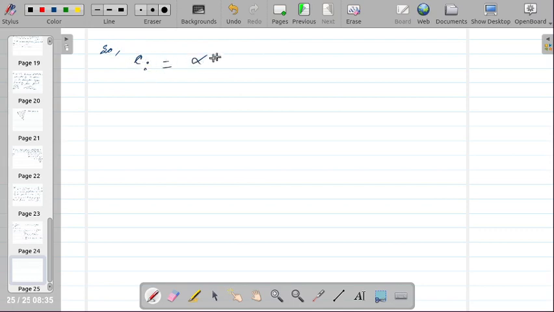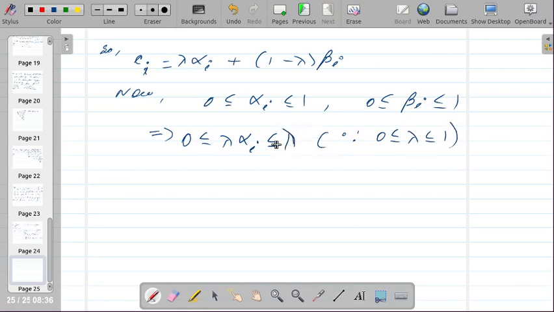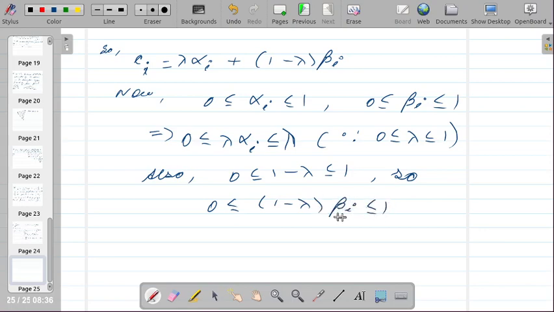So ci is equal to lambda into alpha i plus 1 minus lambda into beta i, and this is given. Now 0 less than or equal to alpha i less than or equal to 1, this is already there, and also 0 less than or equal to beta i less than or equal to 1, this is also there. So let us see whether we can find it out. So 0 less than or equal to lambda into alpha i less than or equal to 1, why? Since 0 less than or equal to lambda less than or equal to 1, we can multiply both sides by lambda. Also 0 less than or equal to 1 minus lambda less than or equal to 1, so 0 less than or equal to 1 minus lambda times beta i less than or equal to 1, so that is also possible.